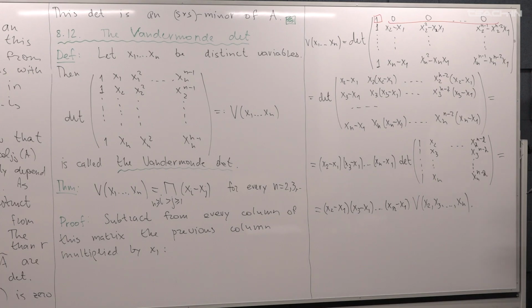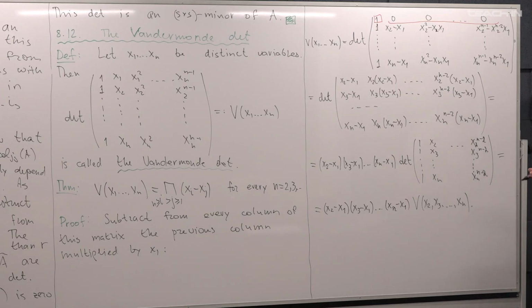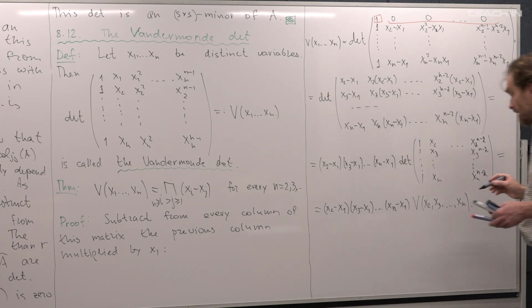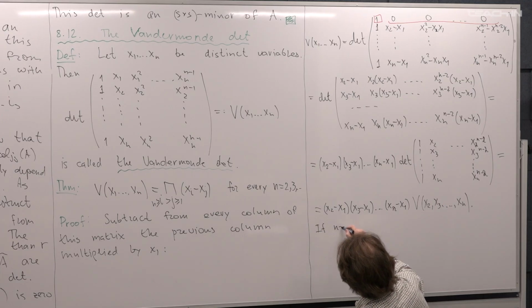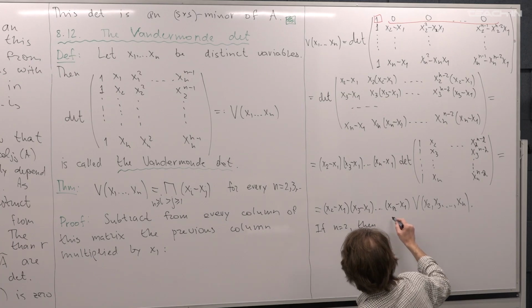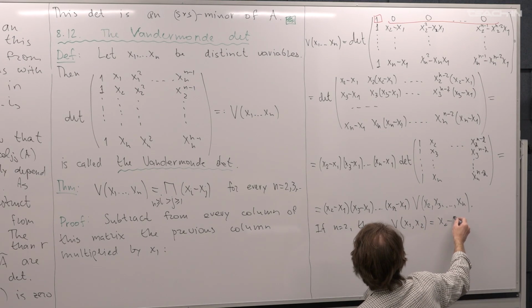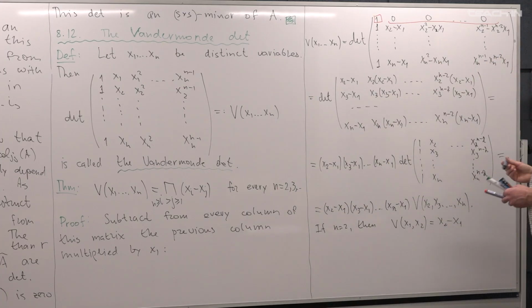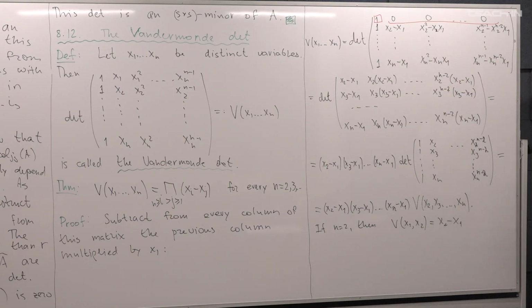And now, using the principle of mathematical induction, we can state that our statement holds true for every n, just because if n equals 2, then obviously the Vandermonde determinant is x2 minus x1, which is exactly the product that we have here for n equal to 2. So the formula holds true.